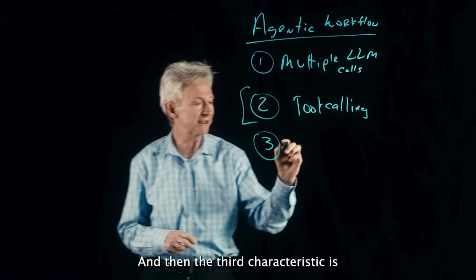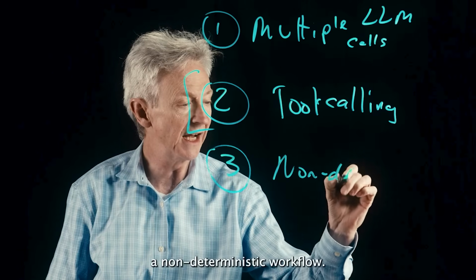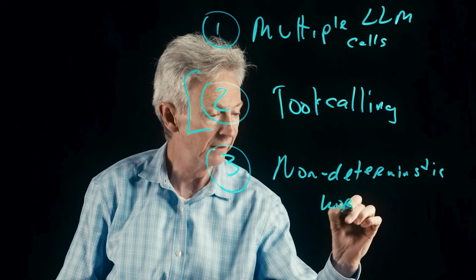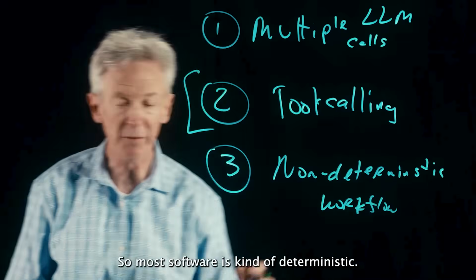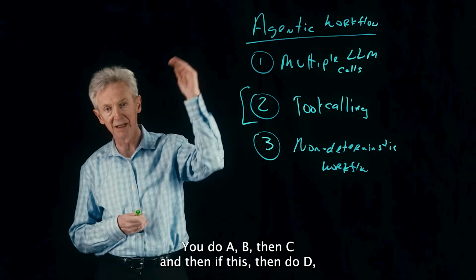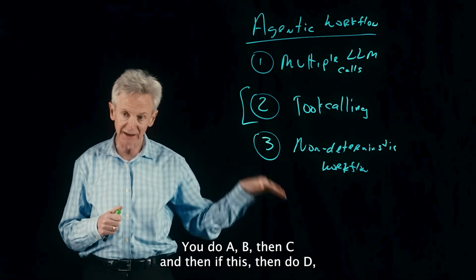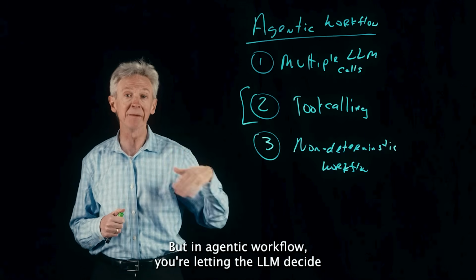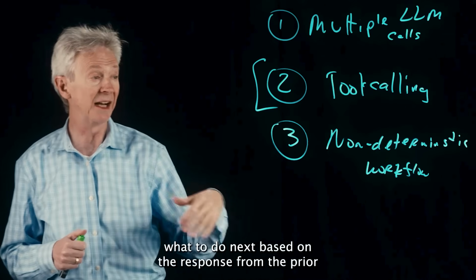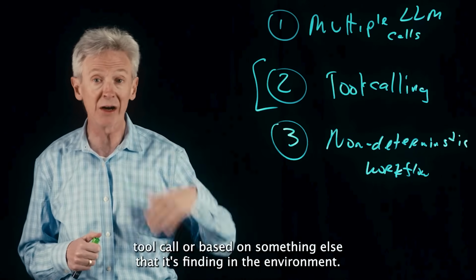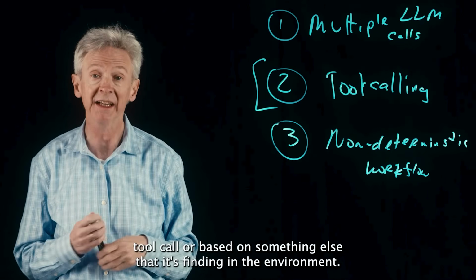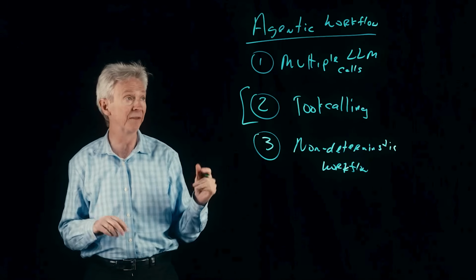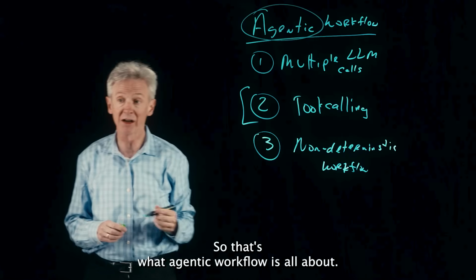And then the third characteristic is a non-deterministic workflow. So most software is kind of deterministic. You do A, B, then C, and then if this, then do D, otherwise do E, kind of thing. But in agentic workflow, you're letting the LLM decide what to do next based on the response from the prior tool call or based on something else that it's finding in the environment. So the workflow, the steps are really decided by the LLM. So that's what agentic workflow is all about.